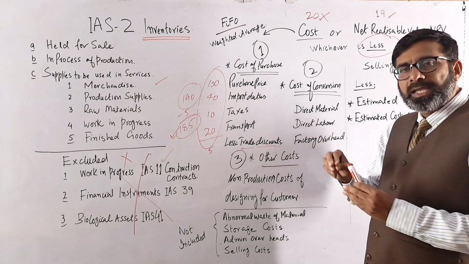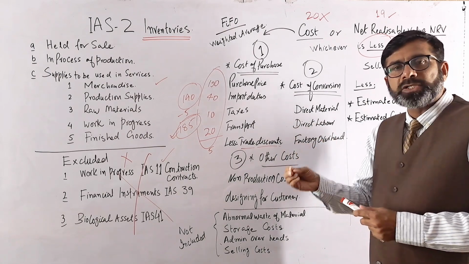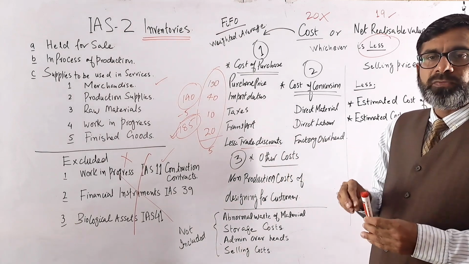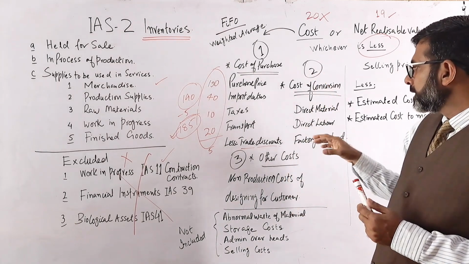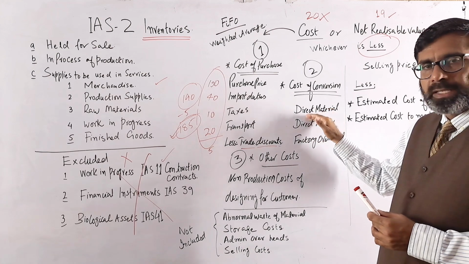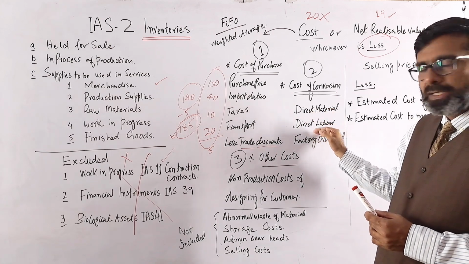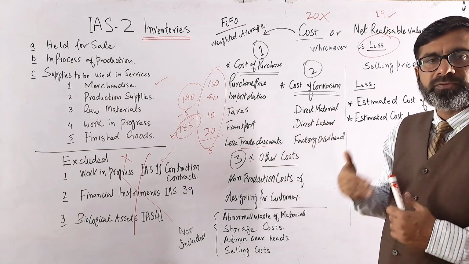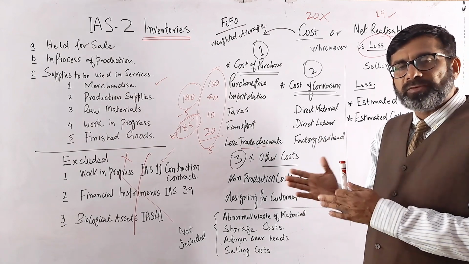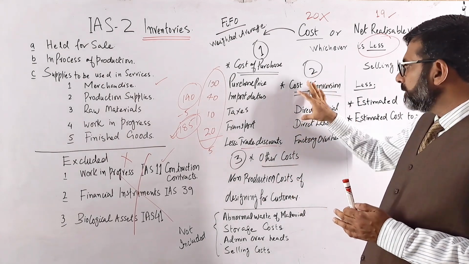So there is a cost of conversion, like direct material, direct labor, and also the factory overhead, which may be an allocated portion or any amount for that specific product. So direct material means the raw material, the direct labor cost for the conversion, and also the factory overhead for converting that material into the finished goods. So all these costs will be included.